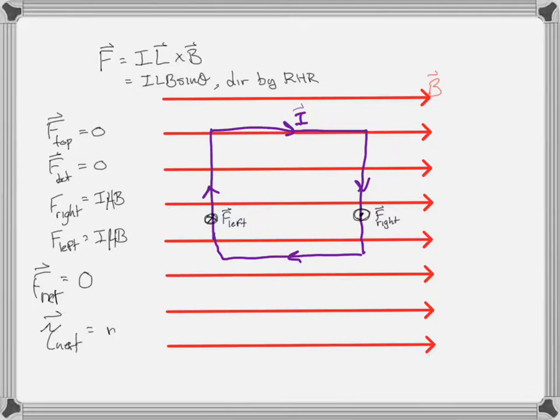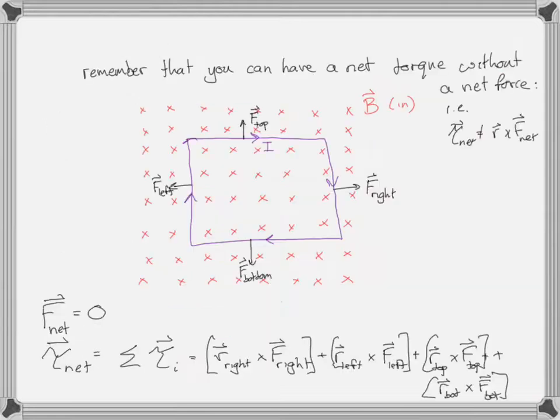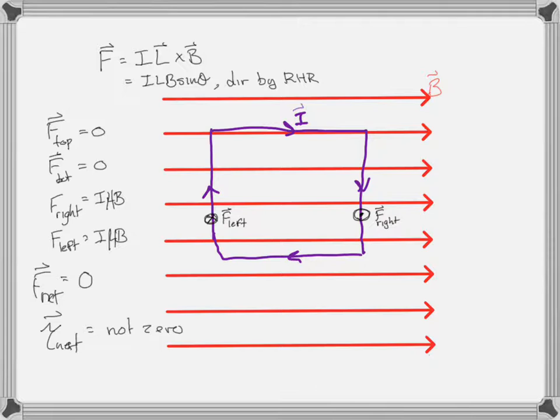It's not 0. And how do I know it's not 0? Well, we can calculate it, but I know because if I pull up on the right and push down on the left, the loop is going to rotate about its center axis. So in order to figure out the torque, the easiest thing is to draw a center axis and calculate the torque about that center axis. Let's call this my axis of rotation.